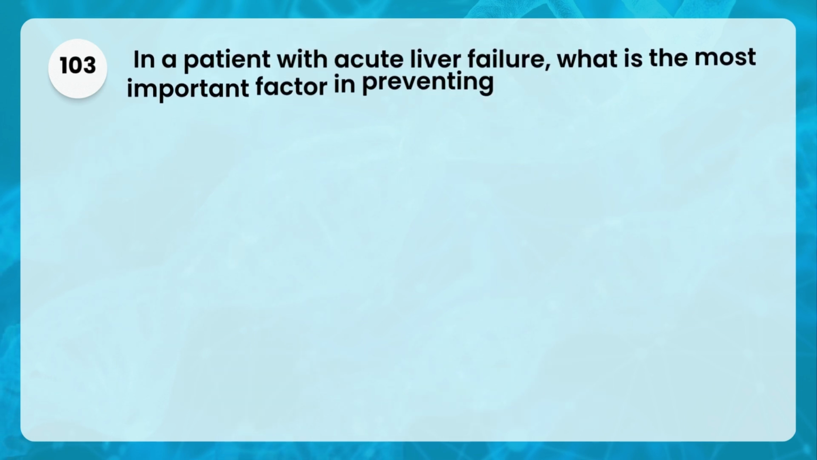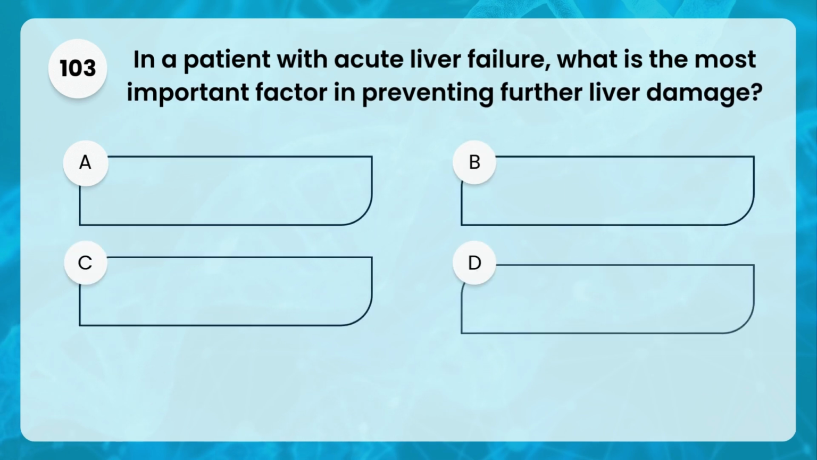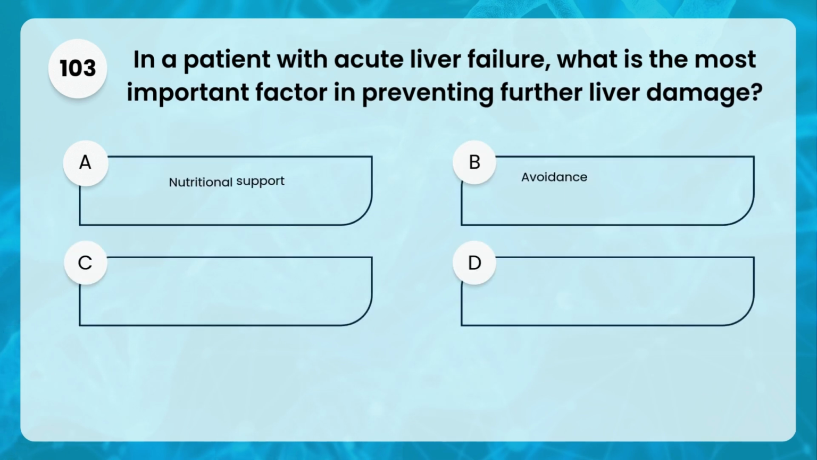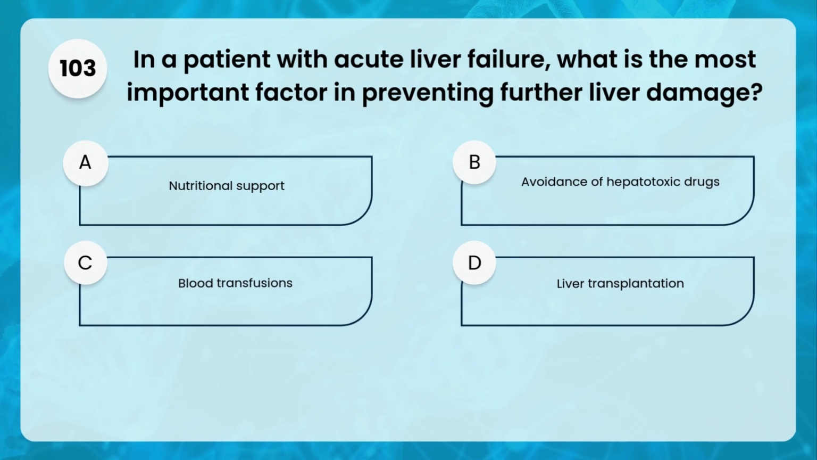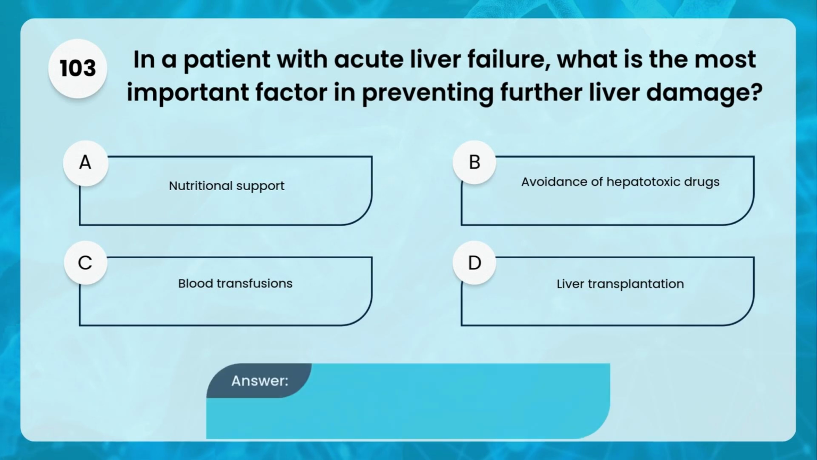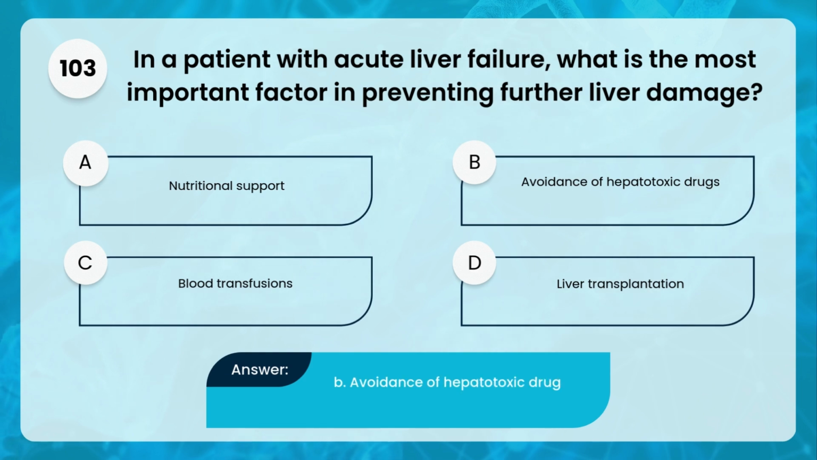103. In a patient with acute liver failure, what is the most important factor in preventing further liver damage? A, nutritional support. B, avoidance of hepatotoxic drugs. C, blood transfusions. Or D, liver transplantation. The answer is B, avoidance of hepatotoxic drugs.